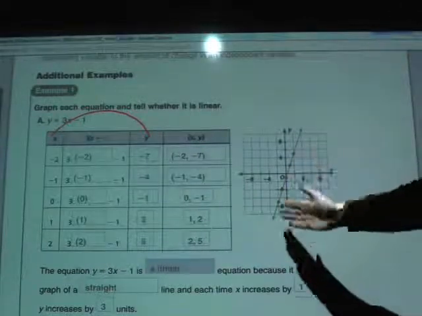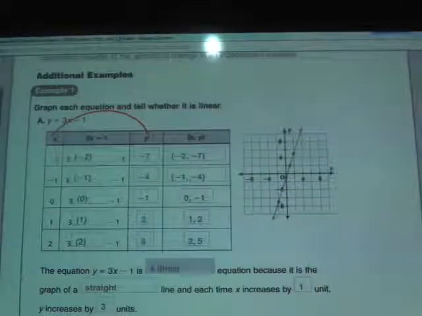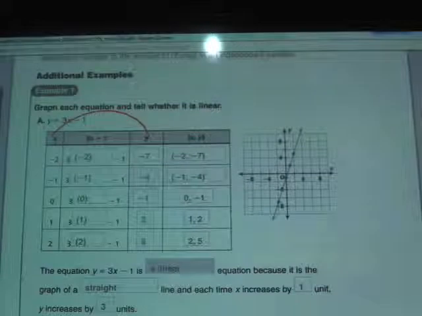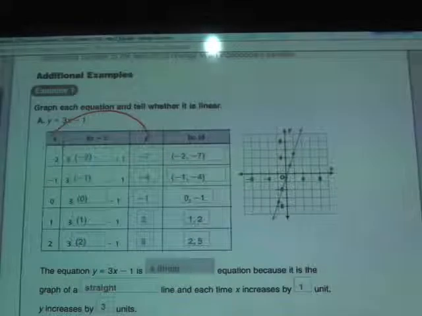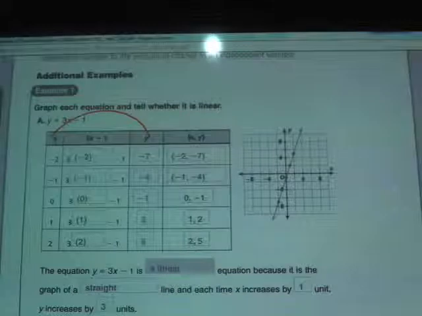And as you can see, what do we have graphed here? We have graphed a line. Because we've graphed a line, that's what's going to make this be linear. All right, that's what they're explaining in the paragraph at the bottom. Because we've graphed a line, it is linear.